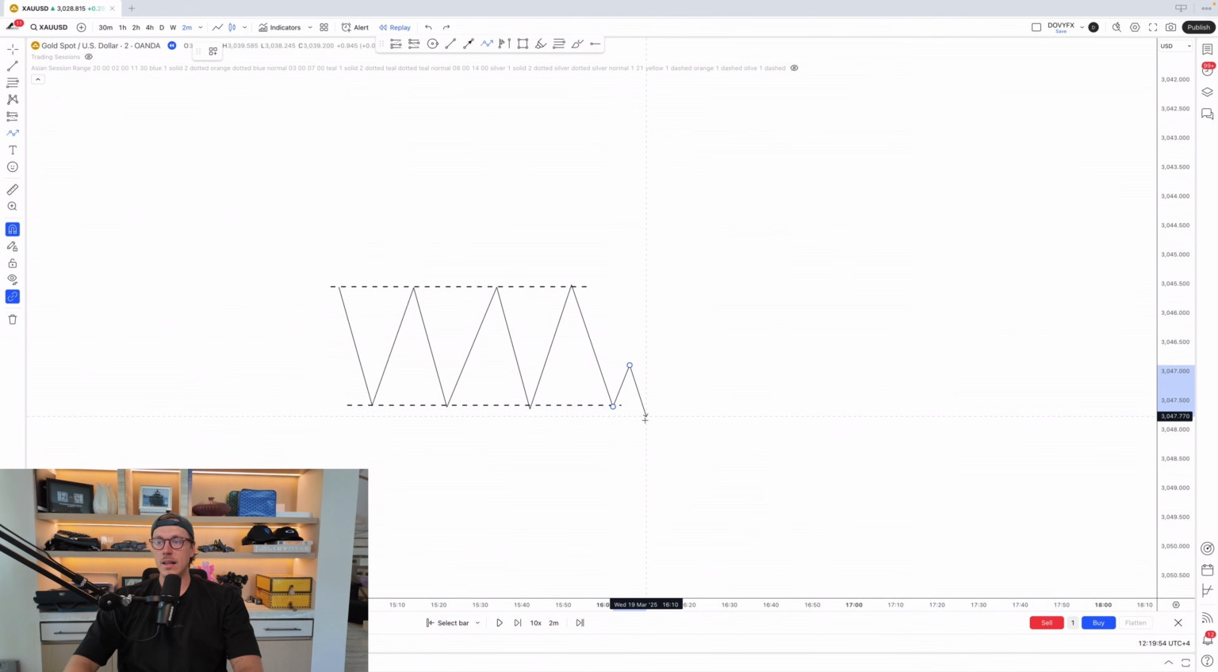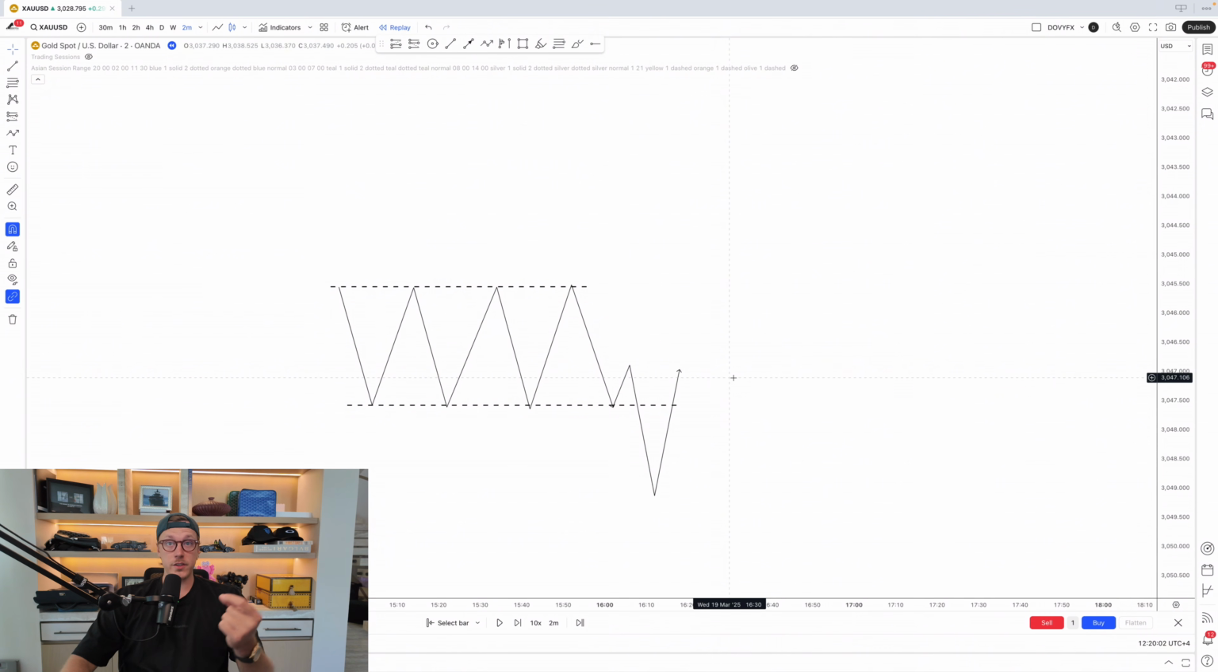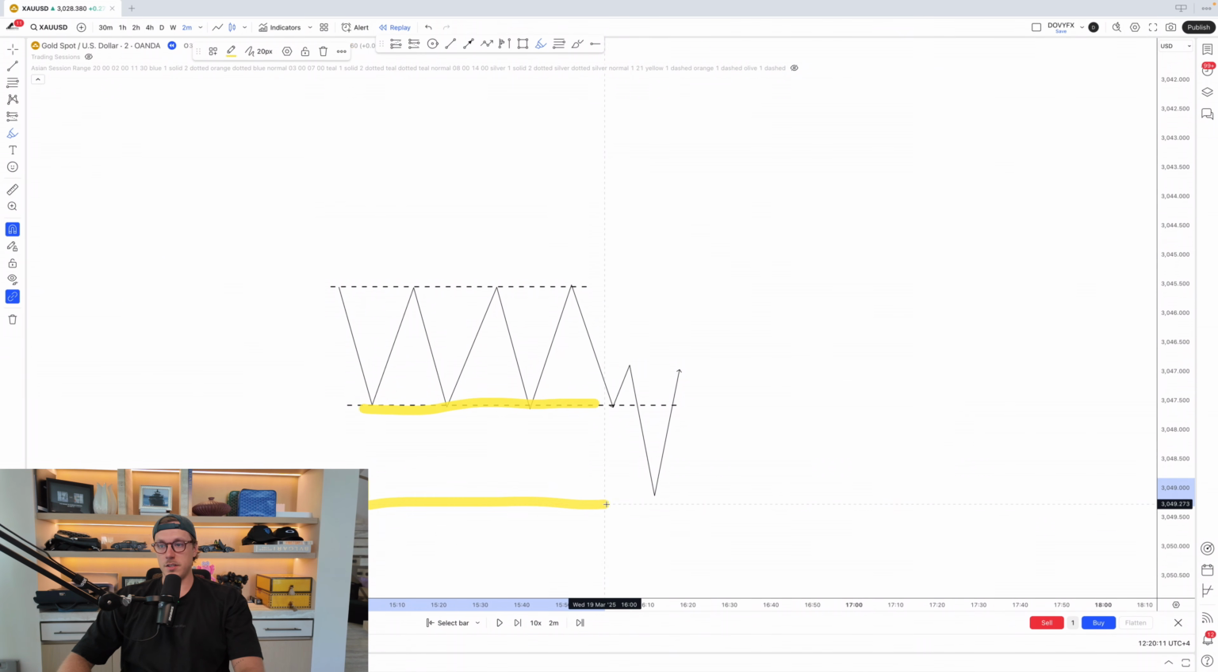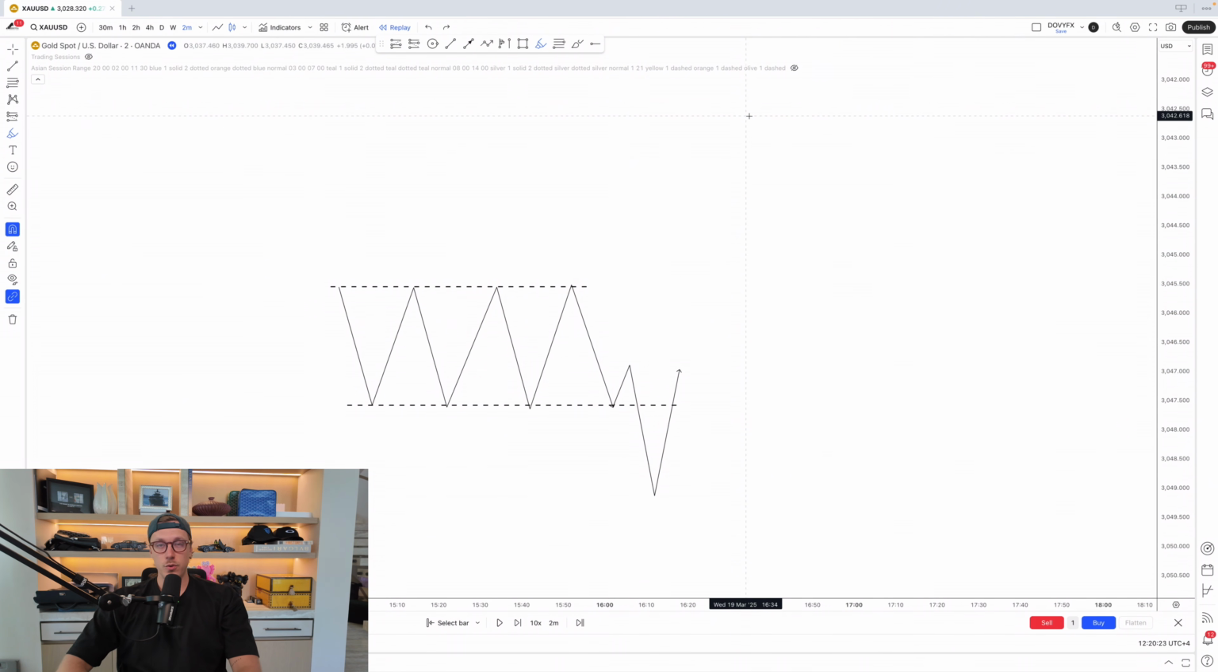Now, next step, we need the price to break below and back into the range. And this move needs to happen quickly. And this move is called a liquidity grab. Why? Because a bunch of sellers are entering the market here. Their stop losses are here. And with this move down, we grab the liquidity. And now we're ready with this liquidity to push the price higher. So that's step number 2.